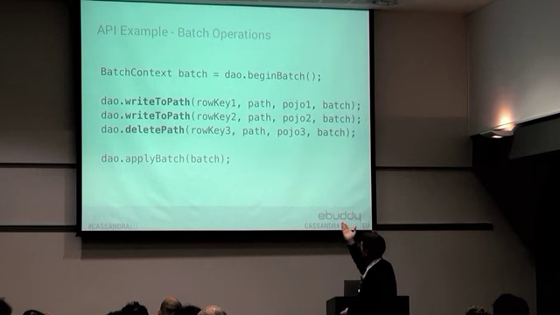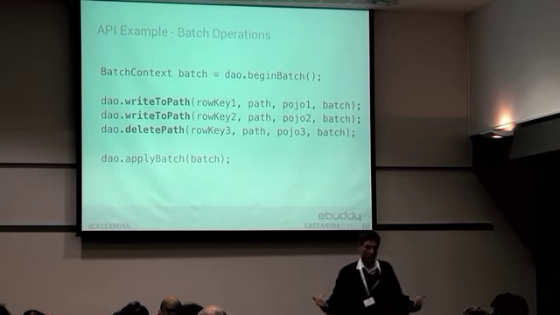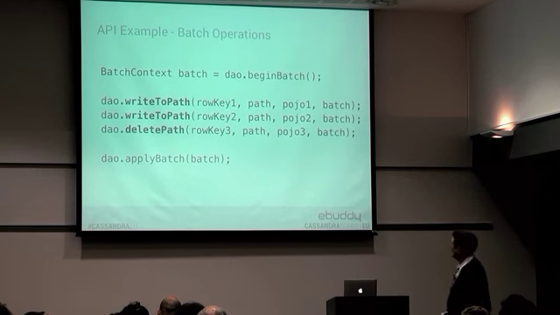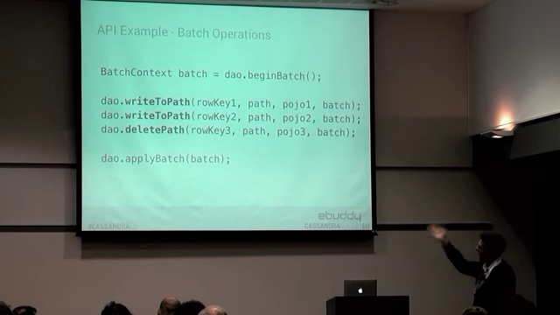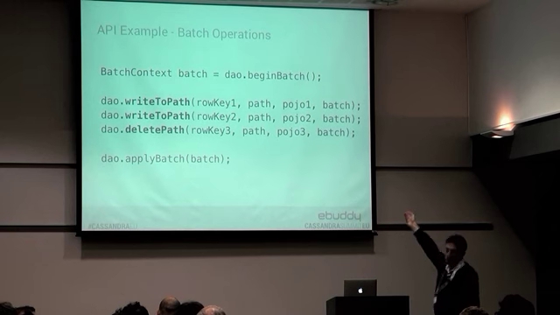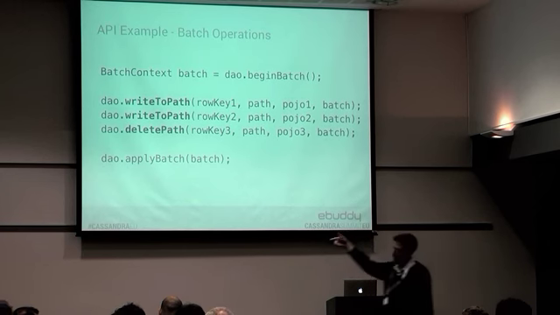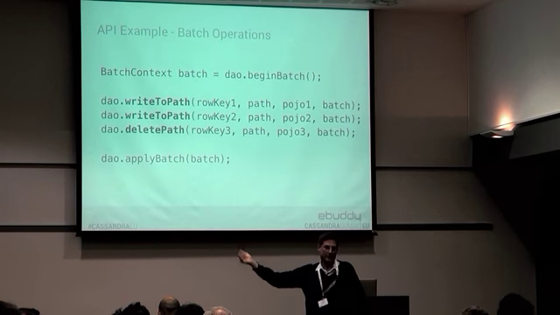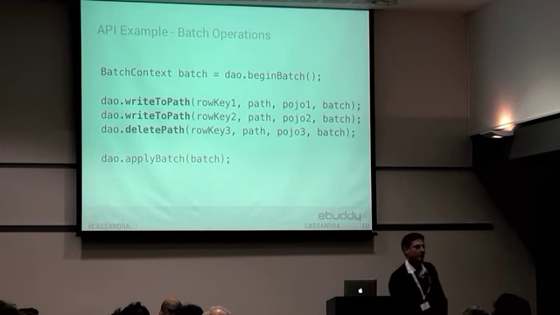So you just create a batch context from the DAO support object. And when you do your writes and your deletes, any mutating operation, you just pass in that batch context. And then when you're ready to apply the batch, you just call apply batch on the DAO support object.